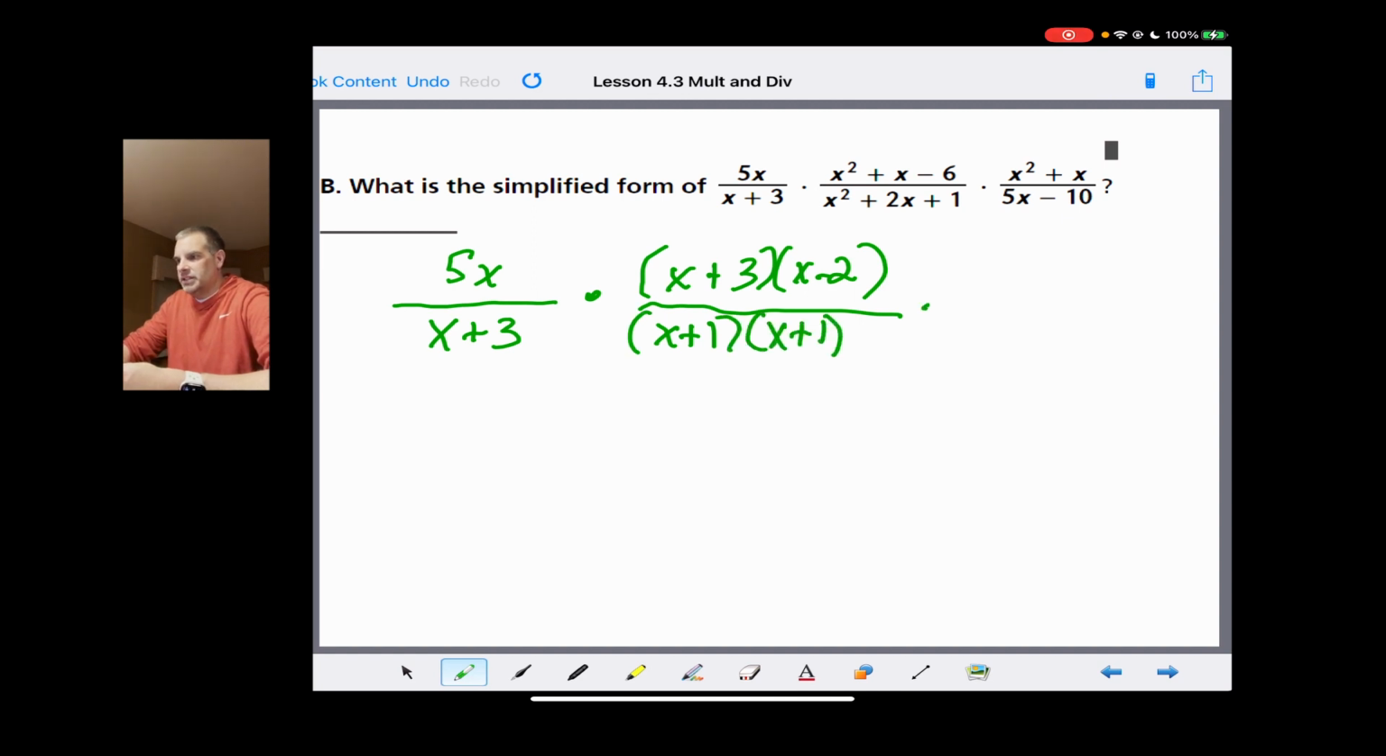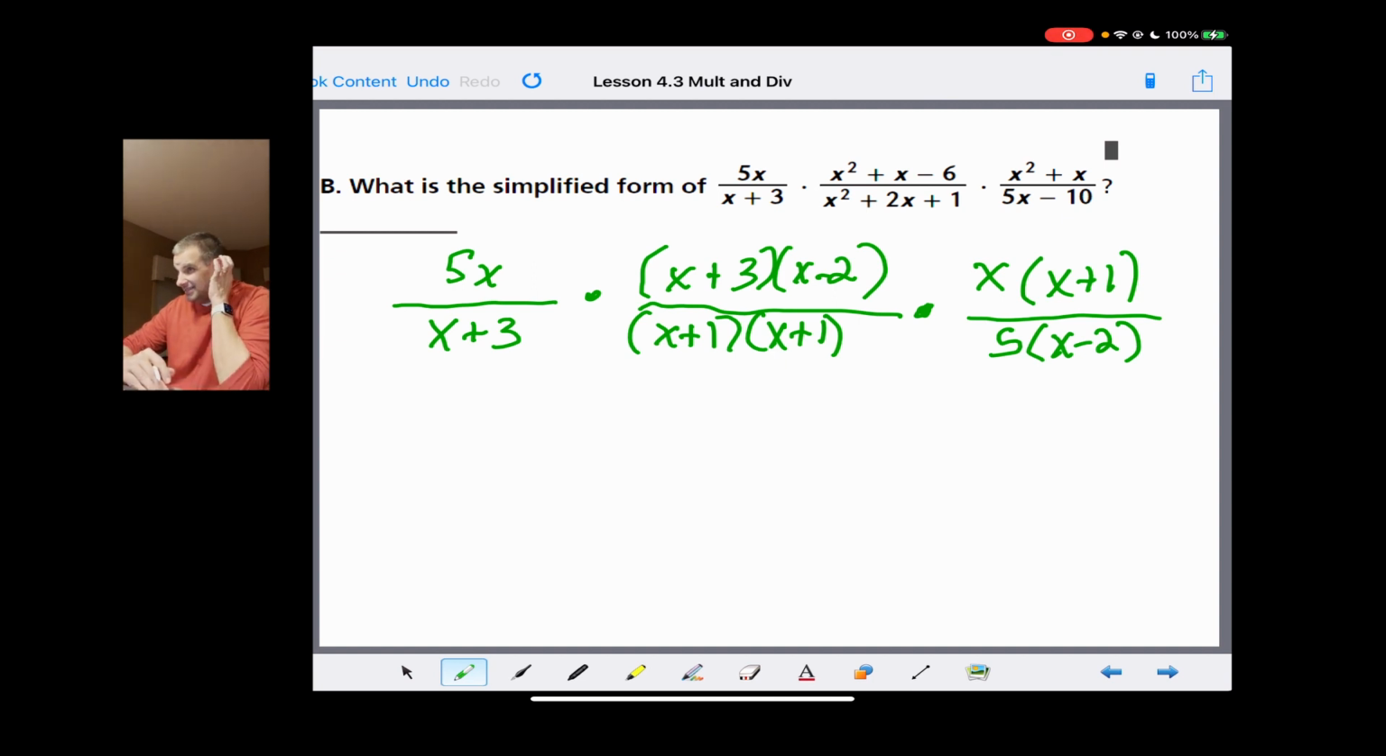And I'm also going to do this to the last one. 2 terms, look for a GCF. It's got a GCF of x. So I'm going to take an x out of that. That leaves me with x plus 1. The bottom, 2 terms, look for a GCF. It's got a GCF of 5. That leaves me with x minus 2. Okay, and double check my factoring. Make sure I'm okay. Looks like I'm okay.